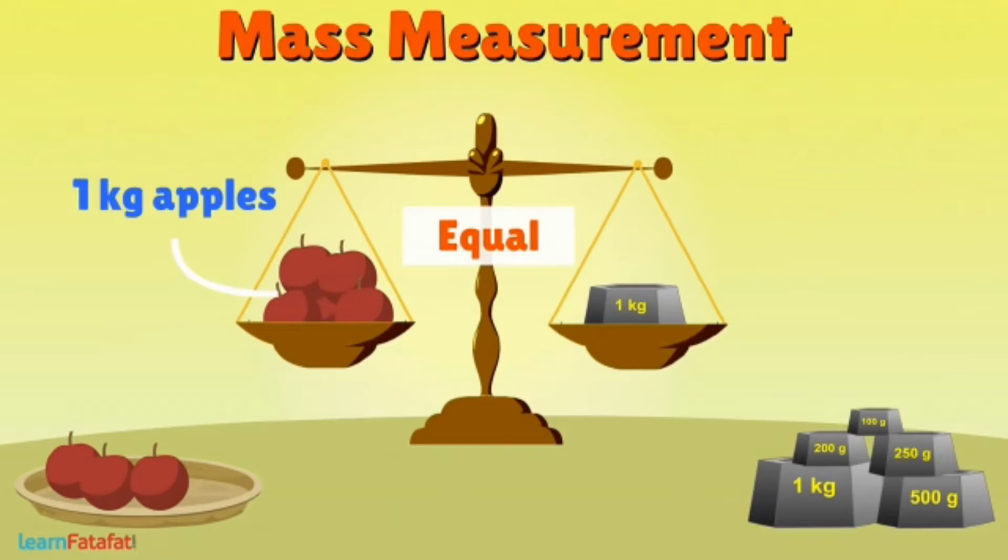And if you are measuring a ball, the quantity of matter, the amount of matter contained in that ball, is the mass of that ball. Okay, children, so what is meant by mass? Mass is the quantity of matter contained in a body.